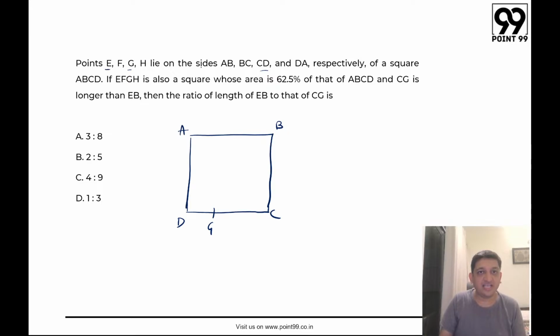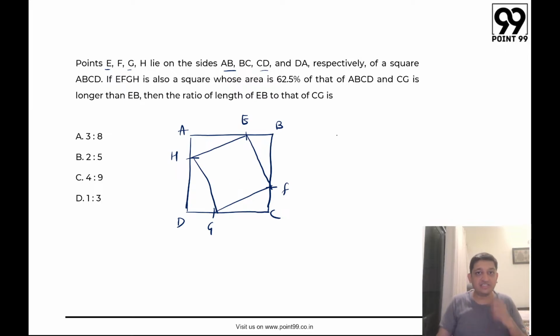Alright. E is on AB. So CG is greater than EB, so E should be here. Okay, so F should be somewhere here and H should be somewhere here. If I join HE, GF, EF and GH, then EFGH also becomes a square, right? So this is what we know here.